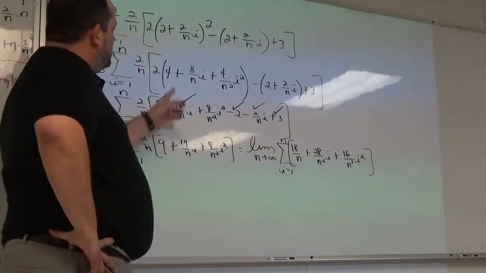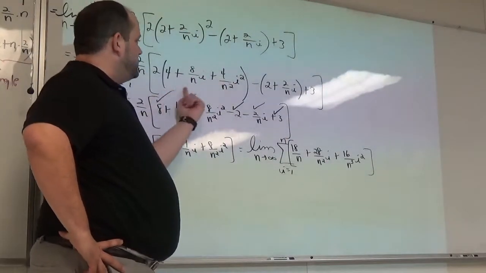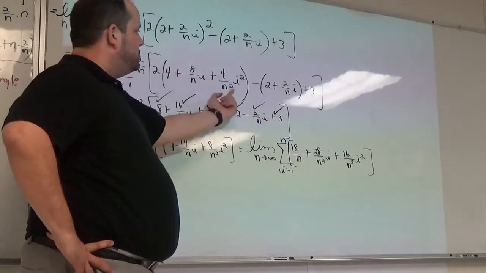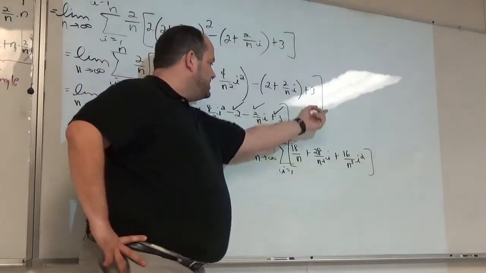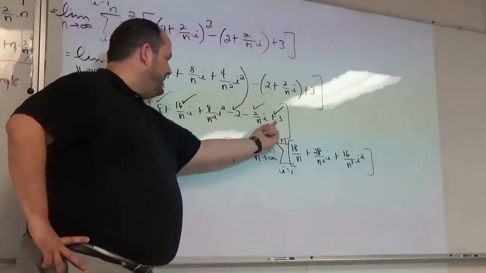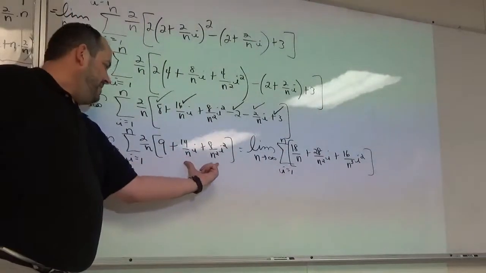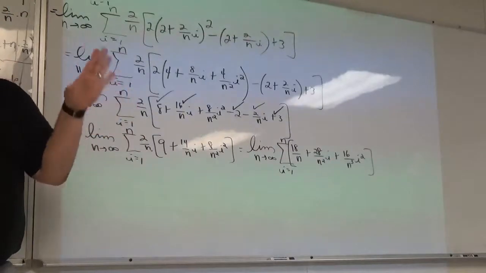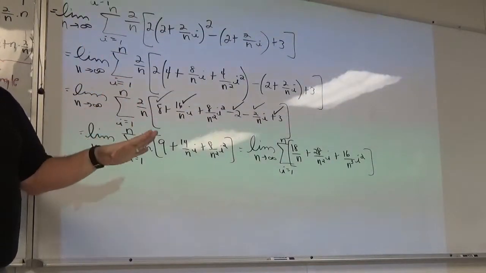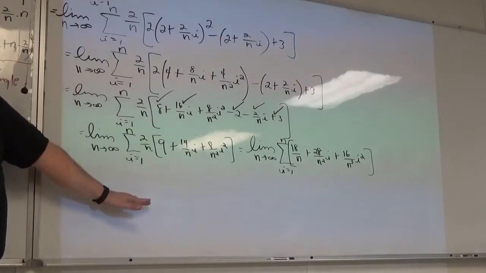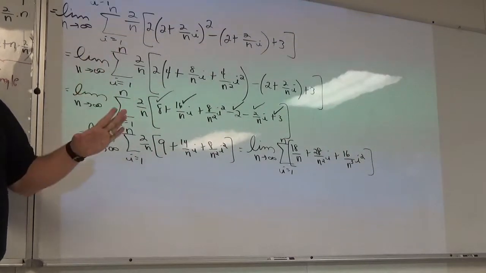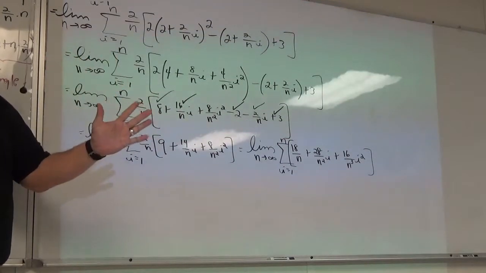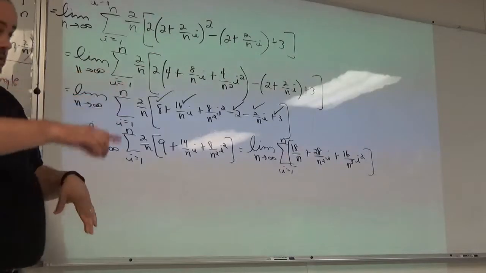Okay. So 2 plus 2 over n, the whole thing squared gives me this. I distributed the 2. I distributed the subtraction sign. I combined my like terms where I had them. I distributed the 2 over n through. I have not done any calculus in these last 3 or 4 steps. It's just algebra. Big-brained algebra, but it's just algebra.